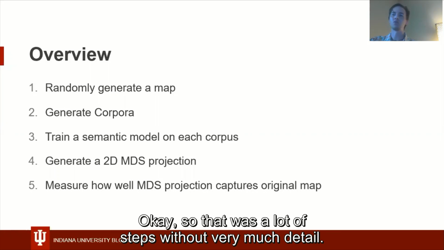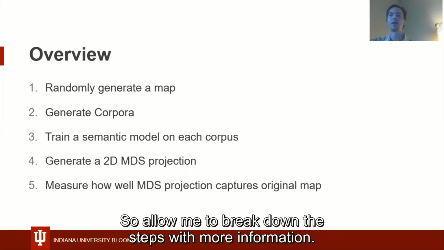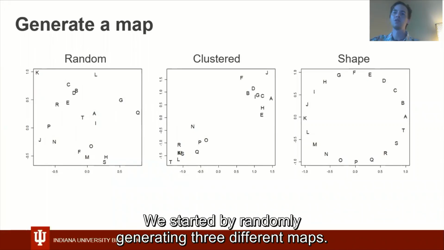Okay, so that was a lot of steps without very much detail, so allow me to break down the steps with more information. We started by randomly generating 3 different maps.